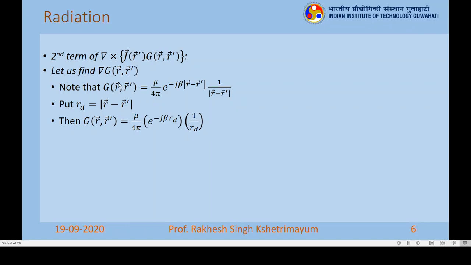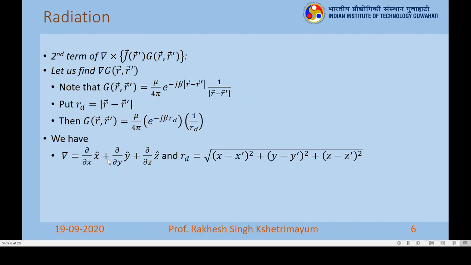So when I take the gradient, it will operate on this, multiplied with this, plus the gradient will operate on this, multiplied with this. So let us try to find the result when I operate the gradient on this exponential function and on this 1 by RD term. Just before that, we need to remember what the gradient was. Gradient was simply this here: dou by dou x, x hat, plus dou by dou y, y hat, plus dou by dou z, z hat. What was RD? RD was the distance between the source and observation point. It was the square root of (x minus x') whole square plus (y minus y') whole square plus (z minus z') whole square.